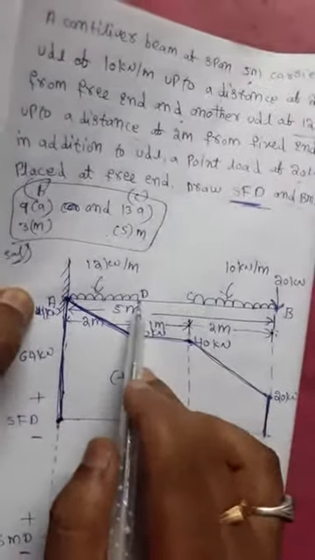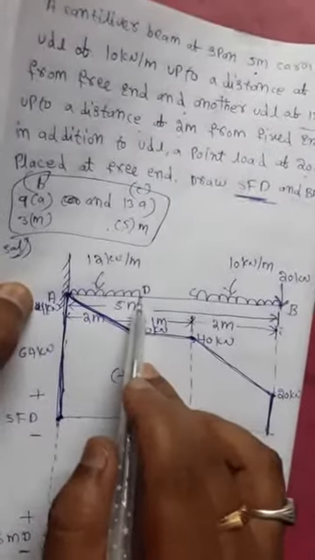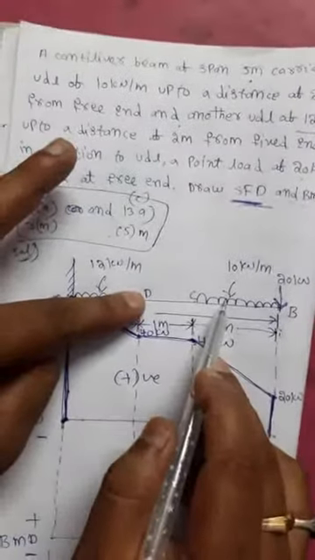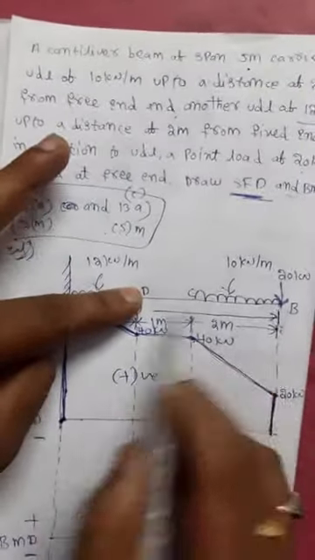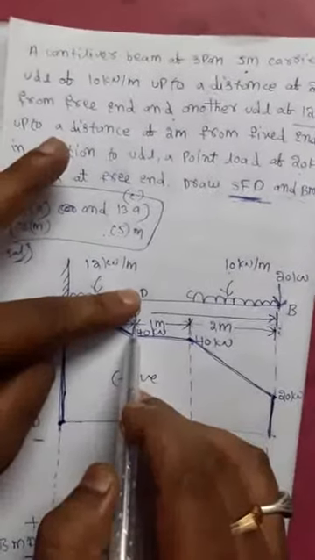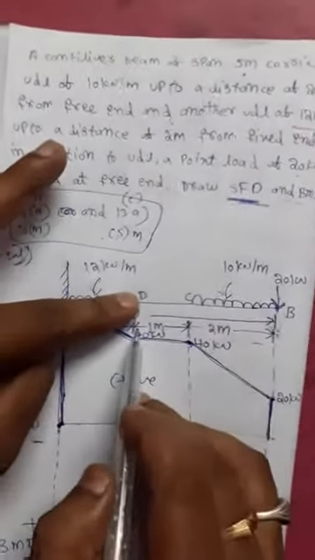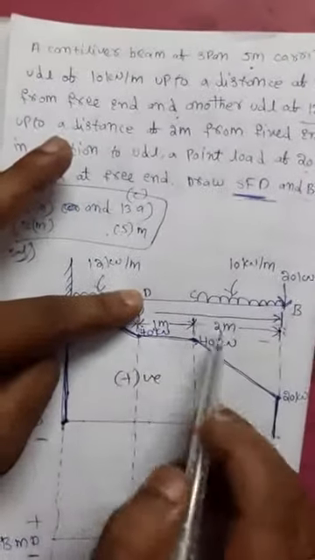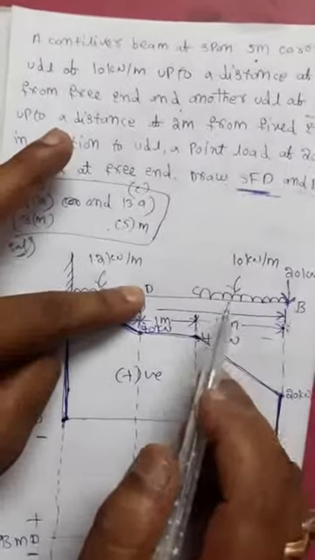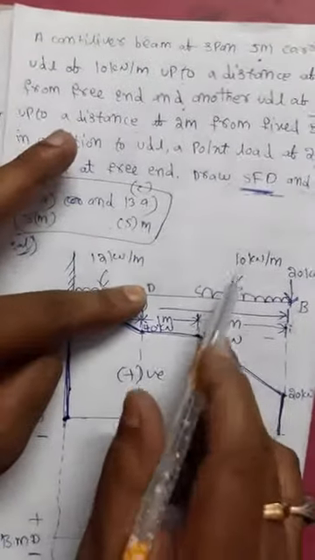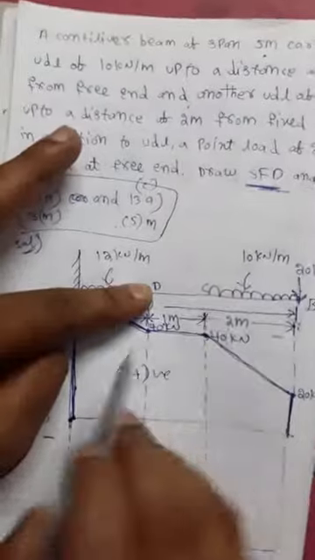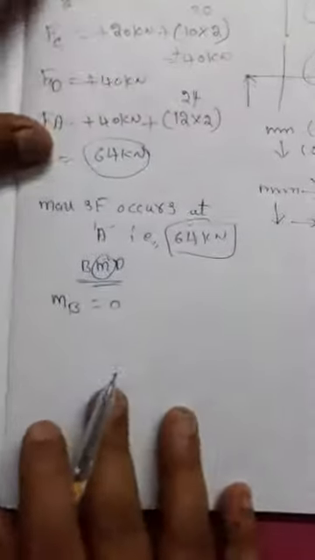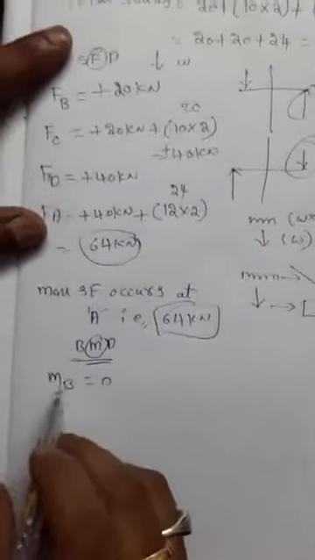On D, the bending moment comes from two loads, one point load and one UDL. In the perpendicular direction, force into distance. The force is 20 and the distance is 3, the distance between B and D. For finding the moment on D, force into distance is 3, and for UDL the formula is WL into L by 2. So W is 10, L is 2, and 2 by 2. Follow these rules and you can solve these bending moment values.